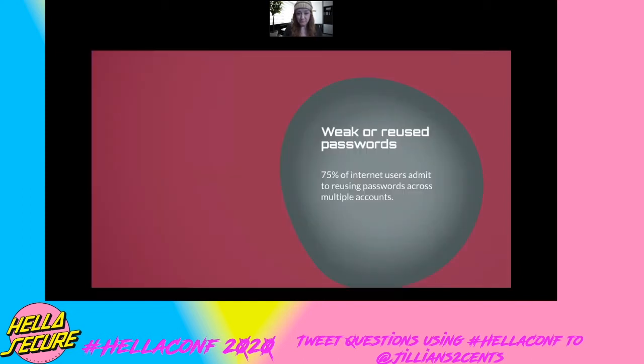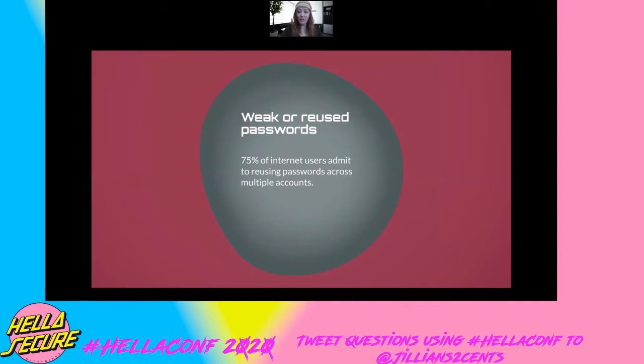So moving on, weak or reused passwords. Fun fact, 75% of internet users admit to reusing passwords across multiple accounts. And those are the ones who admit to it. So there's probably more that don't admit to it. That's a lot. And that's something that your tools aren't going to find either.